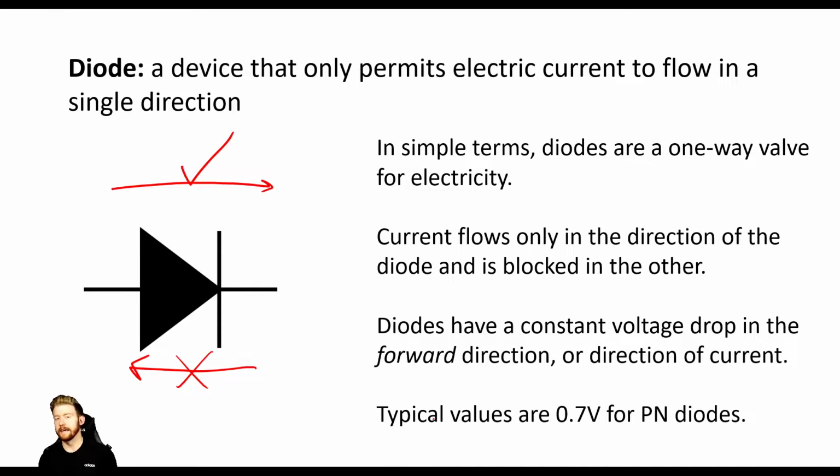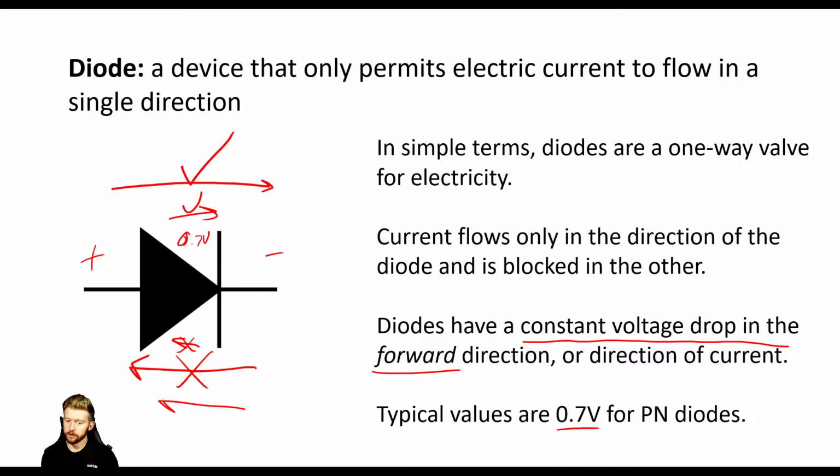Now, this control isn't free, so diodes do take a little bit of energy to run. That energy takes the form of a constant voltage drop in the forward direction. The forward direction is the good direction, where it does let current flow. So this is the forward direction, this is the reverse direction. Now, for PN diodes, which is the simplest type of diode, there are different types, but the more general type, the PN diode, has a pretty much constant 0.7 volt voltage drop in the forward direction. Okay, so typical value: 0.7 volts for PN diodes.